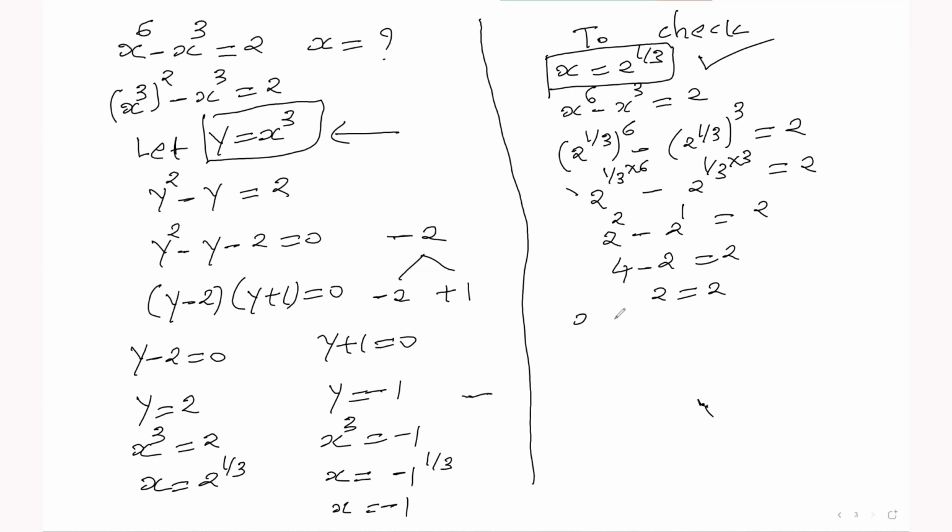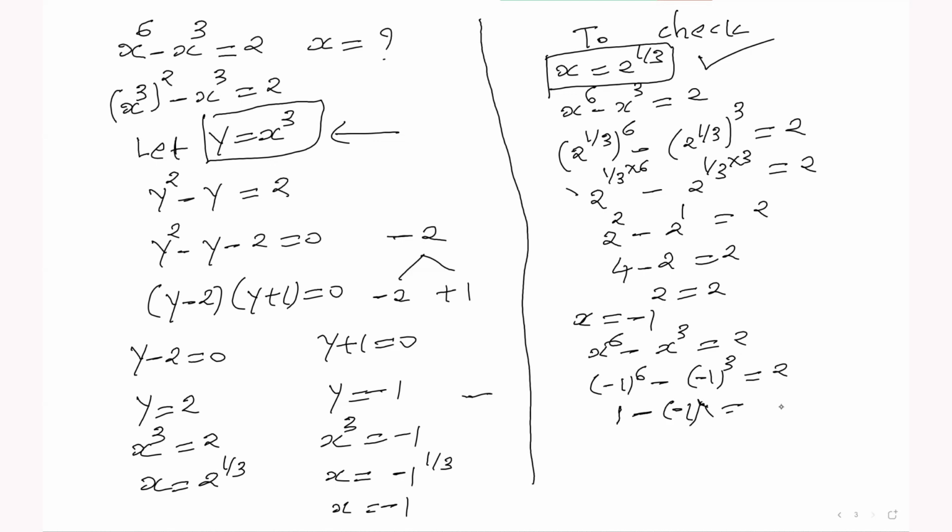Now I'll check for x equal to minus 1. So in my equation, x power 6 minus x power 3 equal to 2, I'll try to put my x equal to minus 1. So minus 1 power 6 minus minus 1 power 3 equal to 2. So minus 1 power 6, now my power is an even number. So that is going to give me 1. And this is minus 1 power 3. My power is an odd number. So that will give me negative 1.